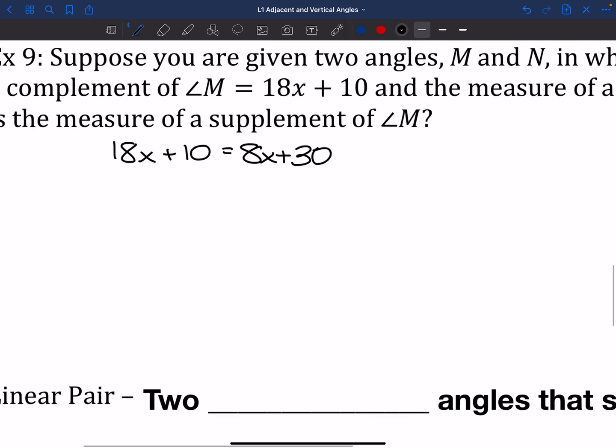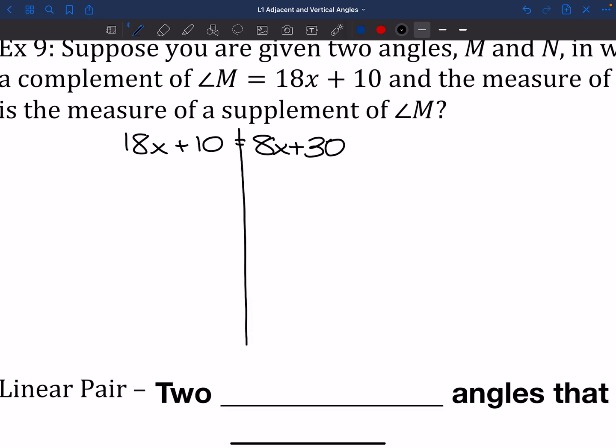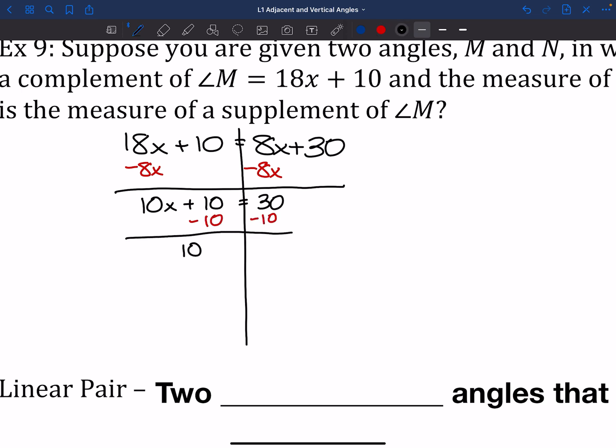right? Then we're going to go through this pretty much the same way as we did before, right? I'm gonna move all my x's to one side. We're just solving this out for x. I get that 10x plus 10 equals 30. We'll move that 10 away from where our x's are. And so we get that 10x is equal to 20. We'll divide by 10 on each side to get that x all by itself, which equals 2. Right, so x is equal to 2.